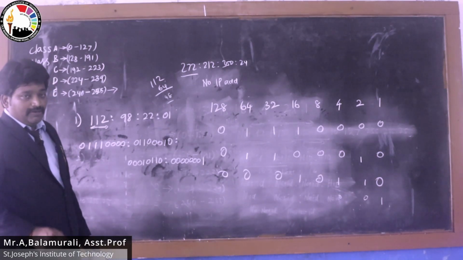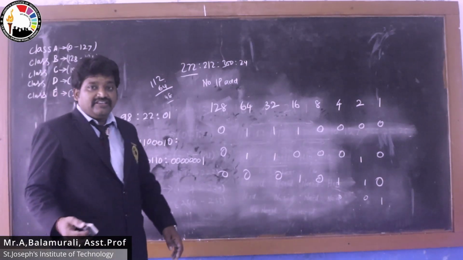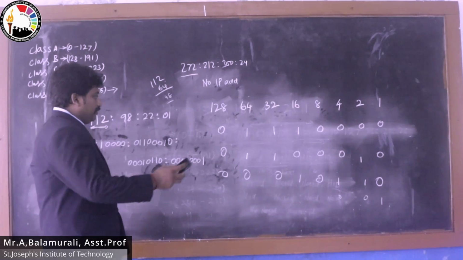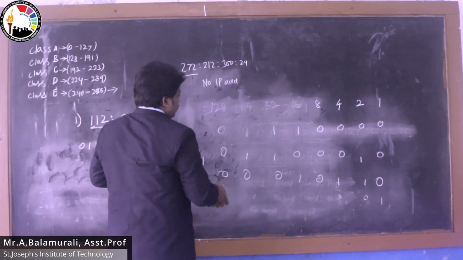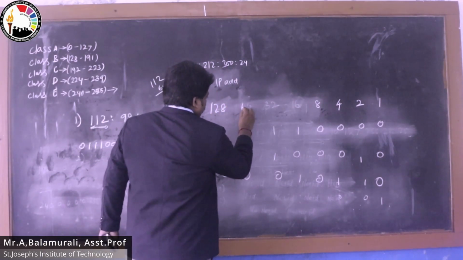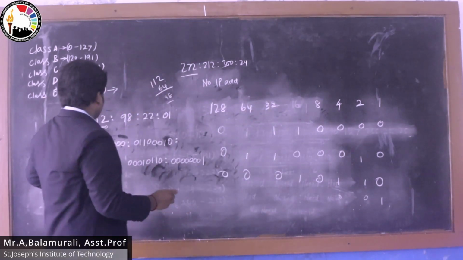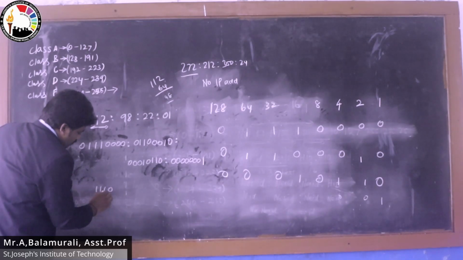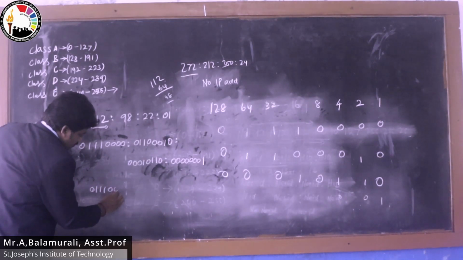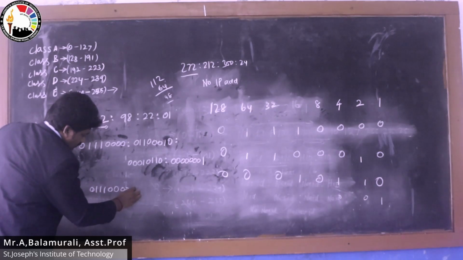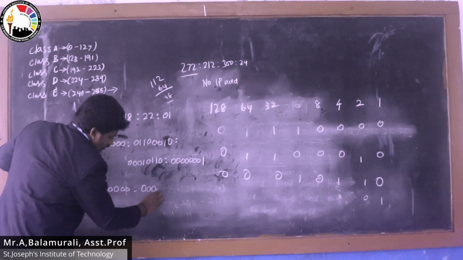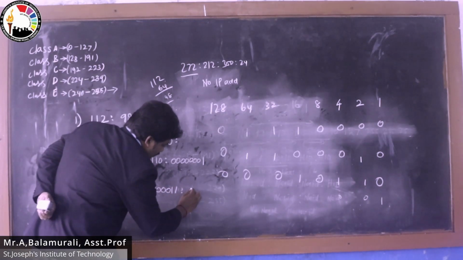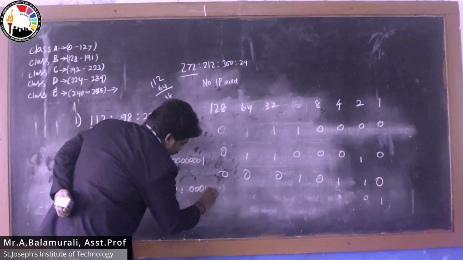So another one is the third problem. In the third problem, they give some binary value, and with that binary value you have to find the decimal numbers. So I will write the binary values here. 1, 1, 1, 0, 0, 0, 0, 0, which is 1, 2, 3, 4, 5, 6, 7, 8 bits.